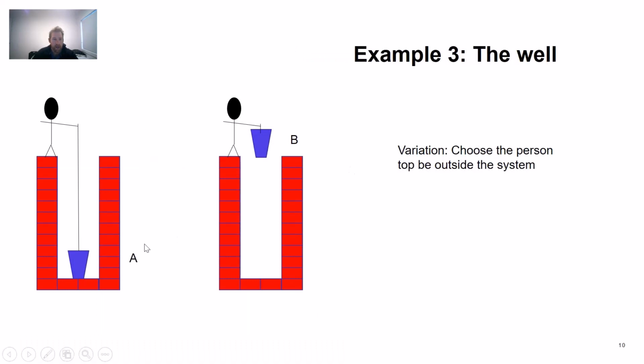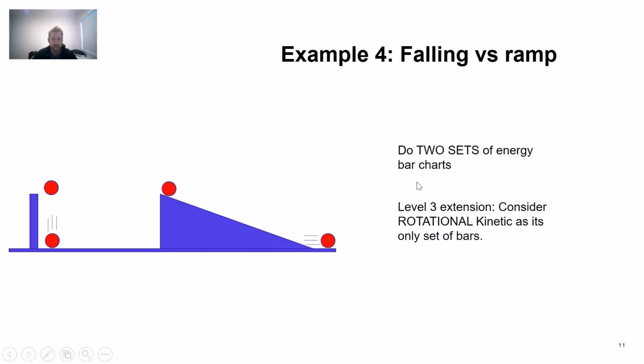You can do the well, where you have a bucket at the bottom of the well and you lift the bucket to the top of the well. The point of this one is that although the bucket is moving during the lifting phase, by the time it gets to the top, it's no longer moving. And so they have to be able to realize that they're only caring about the initial state and the final state and not what happens in between. So a variation is you can choose the person to be outside the system.